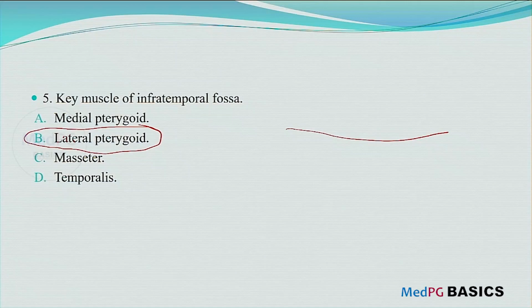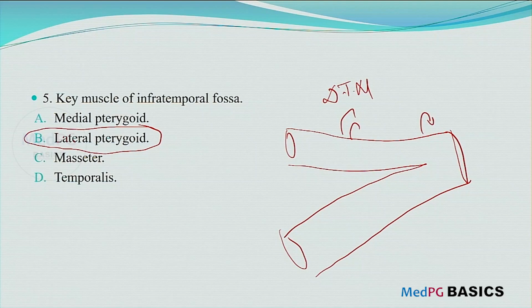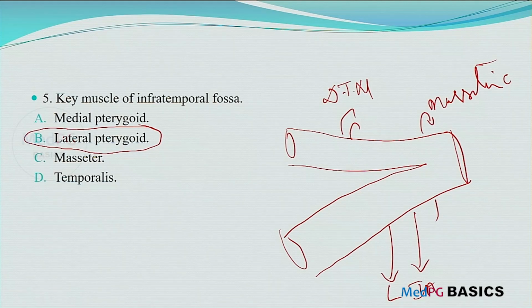So if you have to understand what structures are related to this lateral pterygoid muscle, along the upper border you see the deep temporal nerves and the masseteric nerve. Along the lower border you see the lingual nerve, inferior alveolar nerve, and there is passage of the middle meningeal artery.